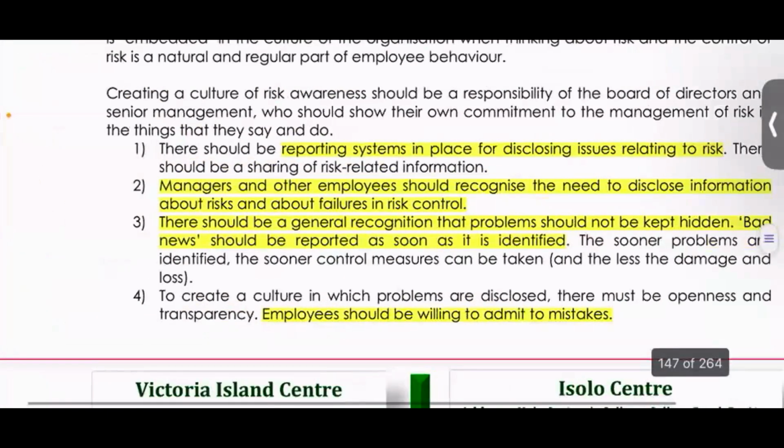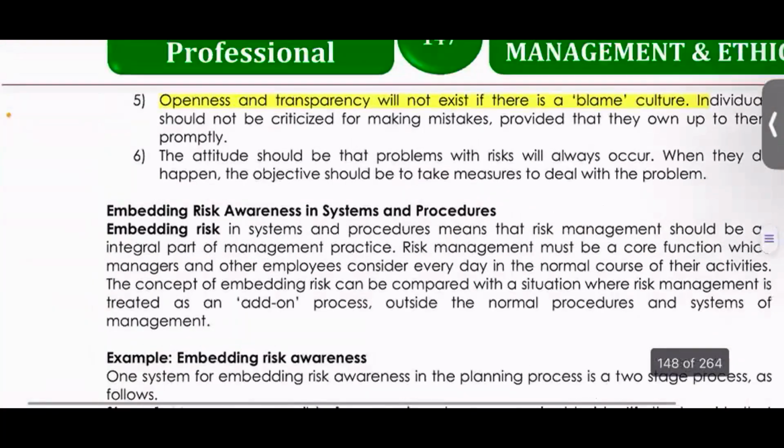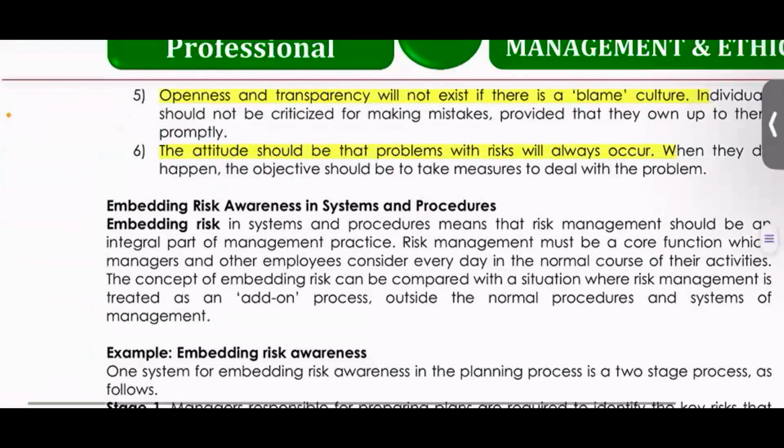So this, they can ask you in your exam question. Not even they can ask you. This is one of their favorite asked questions in risk management, embedding risks within an organization. And it's actually very direct. It just means raising a culture and awareness of risks to everybody in the organization.